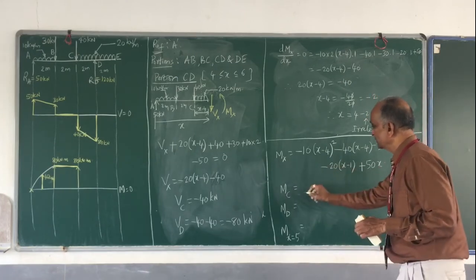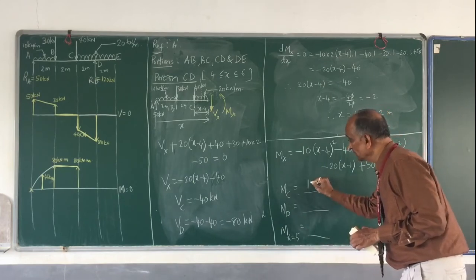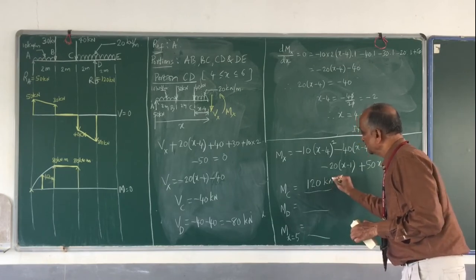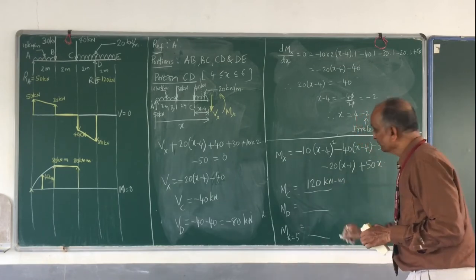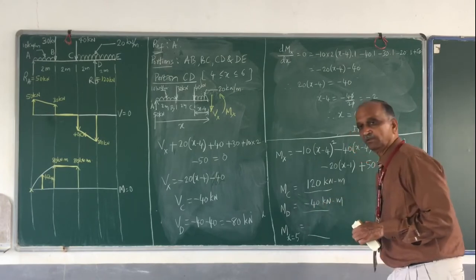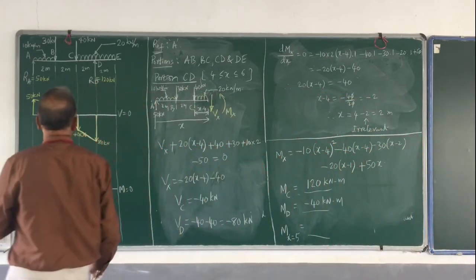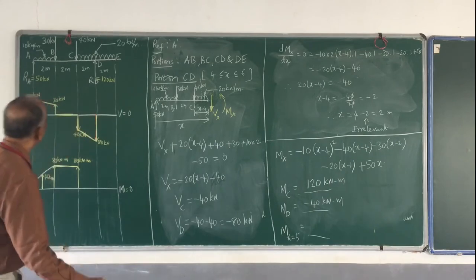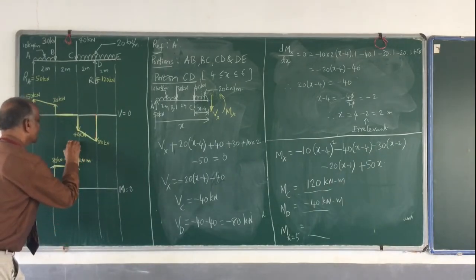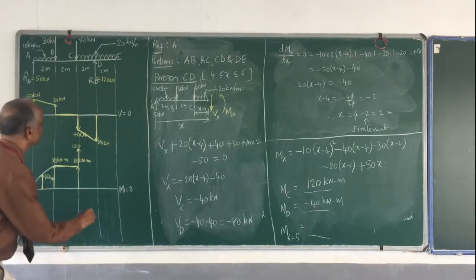I hope you have found out now the bending moment at point C, that is x equal to 4, substitute that, and at D you substitute. 120 kilonewton meter. At D minus 40 kilonewton meter. Okay, let me find at C. At C it is 120. Then at D it is minus 40.